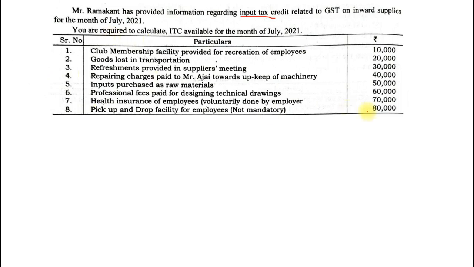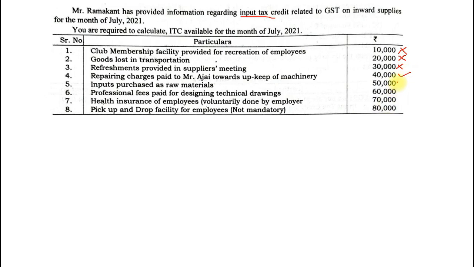Okay, so now first thing, club membership facility provided for recreation of employee. Again, club membership, gym, club, on all that ITC cannot be availed. So on the first, there is no availment. Goods lost in transportation, again, goods lost, destroyed, cannot be availed. Refreshment provided, again, food, beverage, refreshment, on that ITC cannot be availed. Repairing charges paid by Mr. Ajay towards upkeeping of machinery. Okay, this is a normal expense. Nothing was mentioned about it in those cases, so yes.